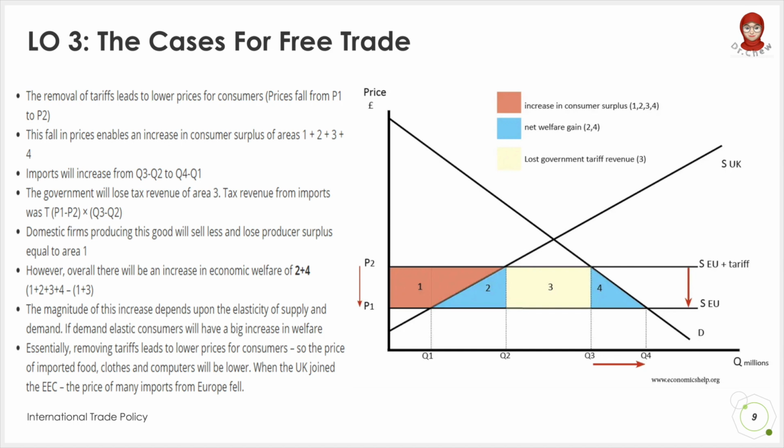Domestic firms producing this good will sell less and lose producer surplus equal to area 1. However, overall there will be an increase in economic welfare of 2 plus 4. That is, the original 1 plus 2 plus 3 plus 4 is now reduced by 1 plus 3. Hence, we get the beneficial economic welfare of 2 plus 4. Therefore, the benefits of removing tariff are bigger than the cost in terms of producer surplus.